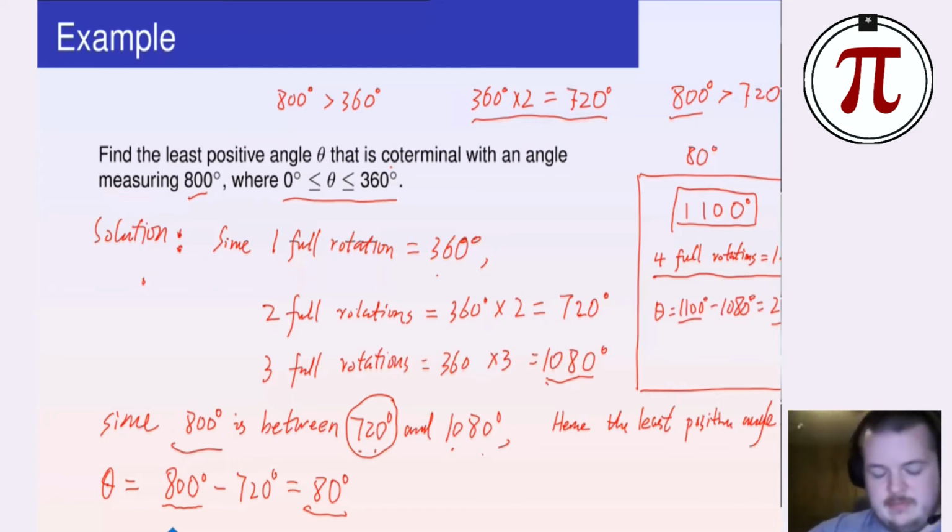So I believe that if I give you another example similar to this, you should be able to find it. Just find out how many full rotations it contains, and then subtract from it, and you can get the least positive angle. This is for an angle that is positive and larger than 360.